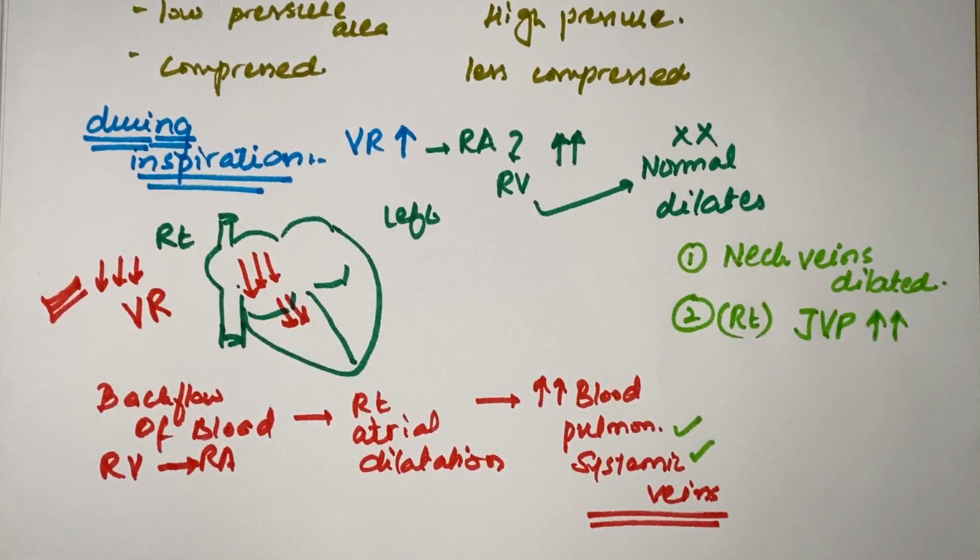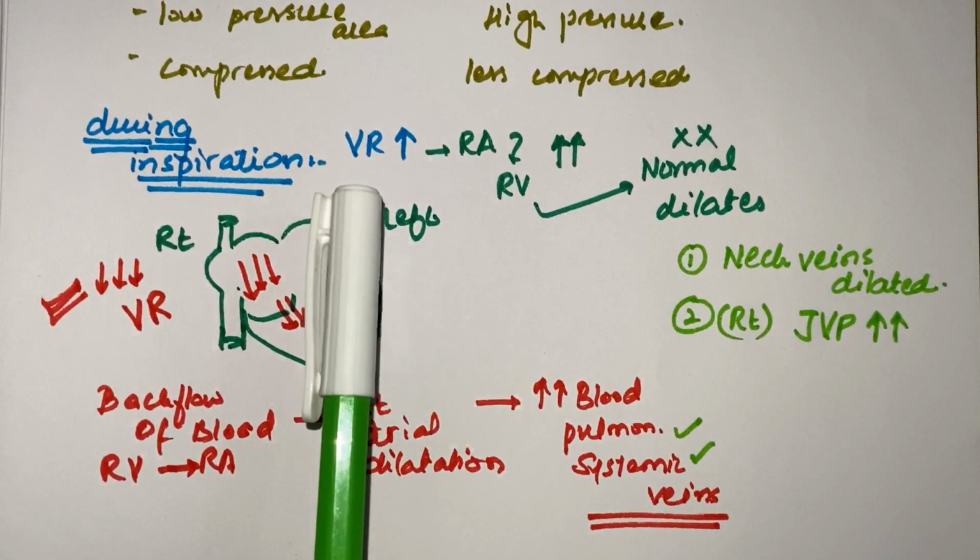Now, another important point. Jugular venous pressure is raised normally. We know why, because there's backflow of blood. But if we consider that during inspiration, we know increased venous return is coming.